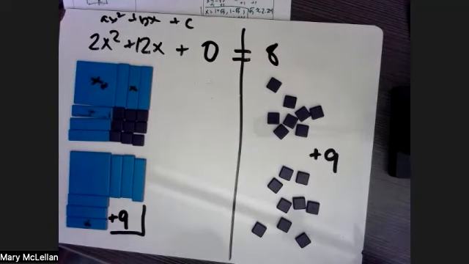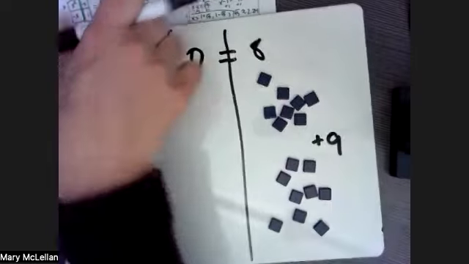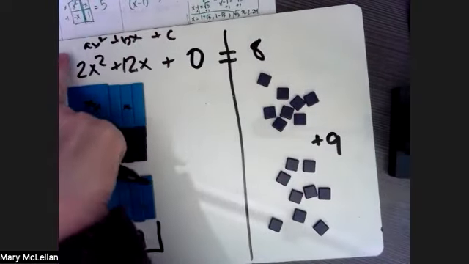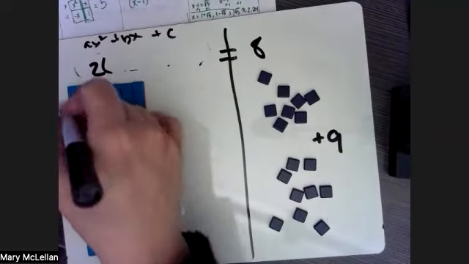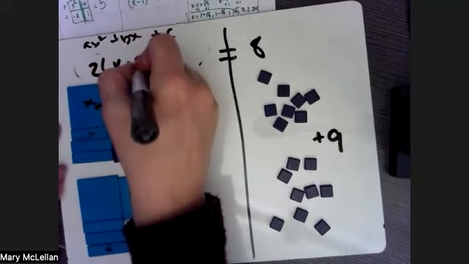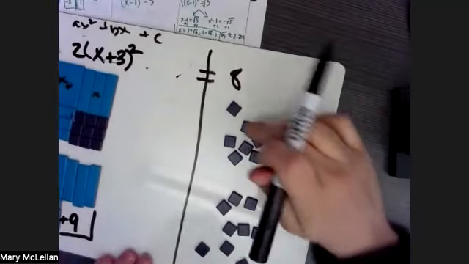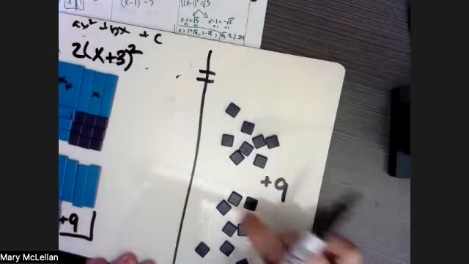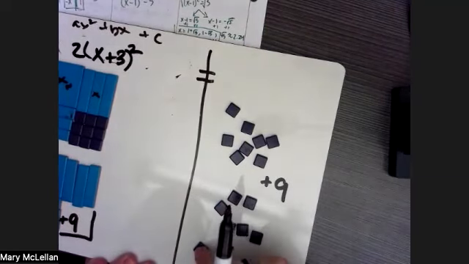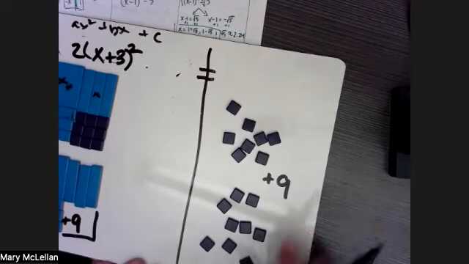So what I end up with is 2 of these squares. I'm going to rewrite the equation. 2 of these squares are x by 3, so x plus 3 squared equals 8. How many do I have? 8, 1, 2, 3, 4, 5, 6, 7, 8, 9, 10, 11, 12, 13, 14, 15, 16, 17. 17 plus 9 is 26.